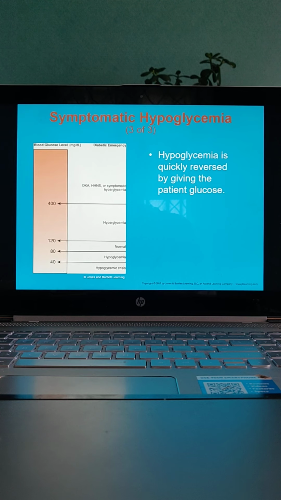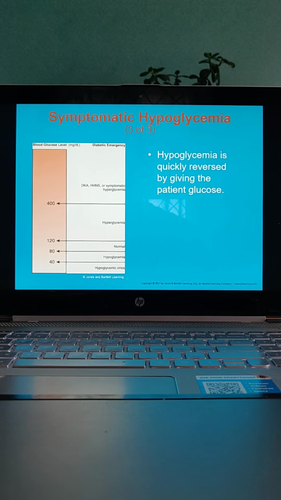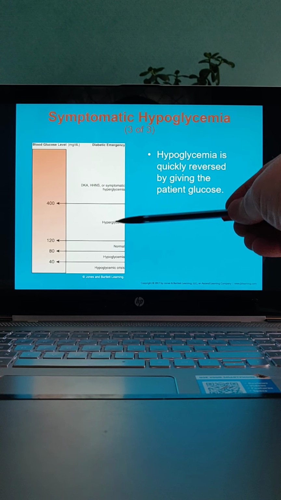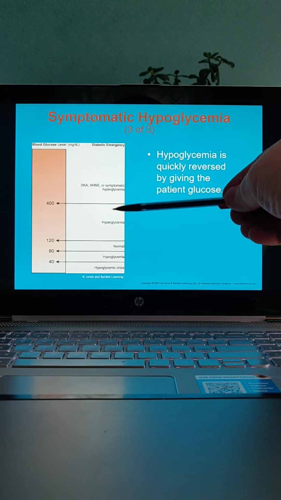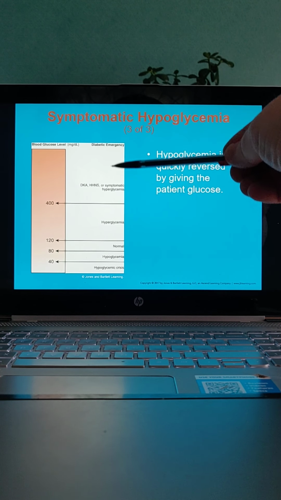You can see right there the 400 mark. That's DKA, diabetic ketoacidosis, and also HHNS. That's when they get the Kussmaul respirations. Under that is 120. Anywhere in between here is hyperglycemic. Anything above here is when you start to get into a life threat.